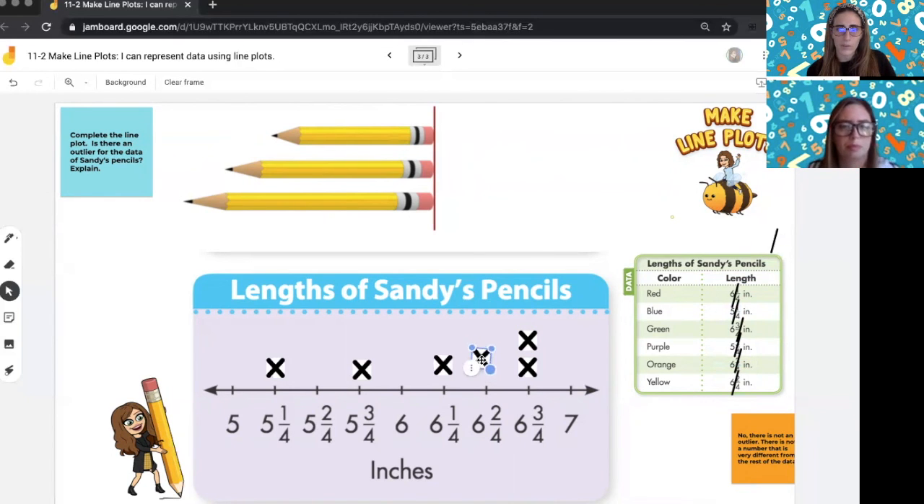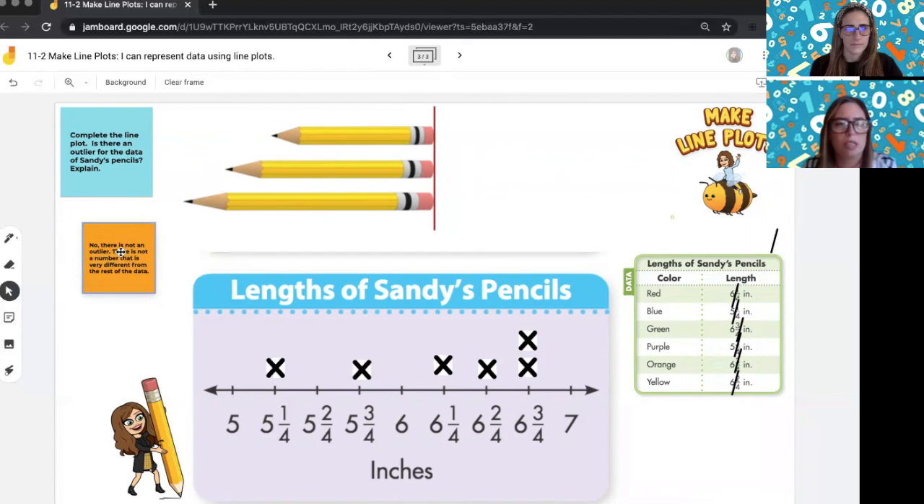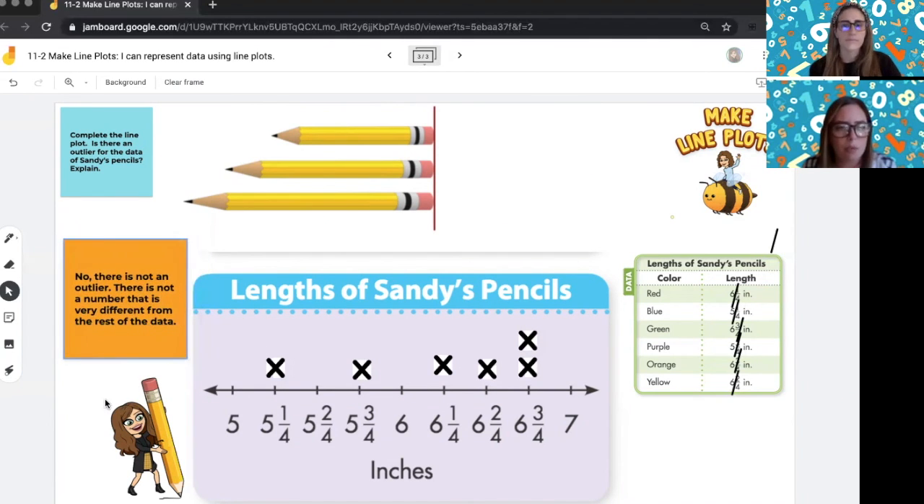So if we go back to the question here, it's asking us if there are any outliers. So if we look at the data over here and look where the X's are placed, do we think there's an outlier? No, I don't think there's an outlier because the data is all close together within the same distance numbers. So like 5 1/4, 5 3/4, 6 1/4, 6 2/4, 6 3/4. All of those numbers are very close together. So there is no outlier.